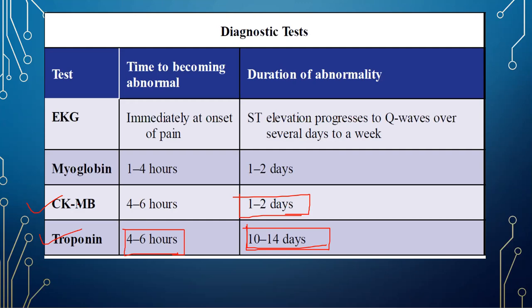If CKMB is elevated, then you should think about reinfarction. So to diagnose a reinfarction, the best test you do is the CKMB. But to diagnose the MI, the best test is troponin. Clear? Any confusion? Because this is a very important thing. The case scenario I have discussed is very, very important to understand.